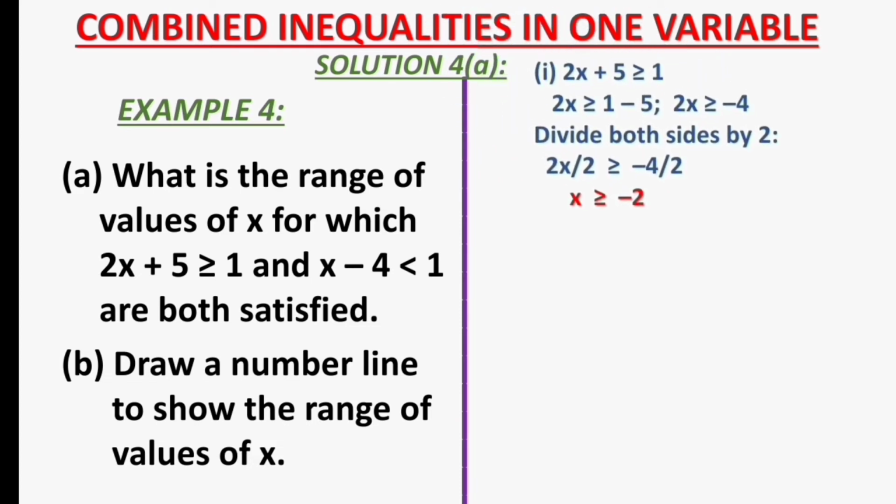Now to find the range of values for x, let's solve the first inequality, which is 2x plus 5 is greater than or equal to 1. Collecting like terms, we have 2x is greater than or equal to 1 minus 5, which should give us 2x is greater than or equal to minus 4. Dividing both sides by 2, we have 2x divided by 2 is greater than or equal to minus 4 divided by 2. The solution to the first inequality is x is greater than or equal to minus 2.